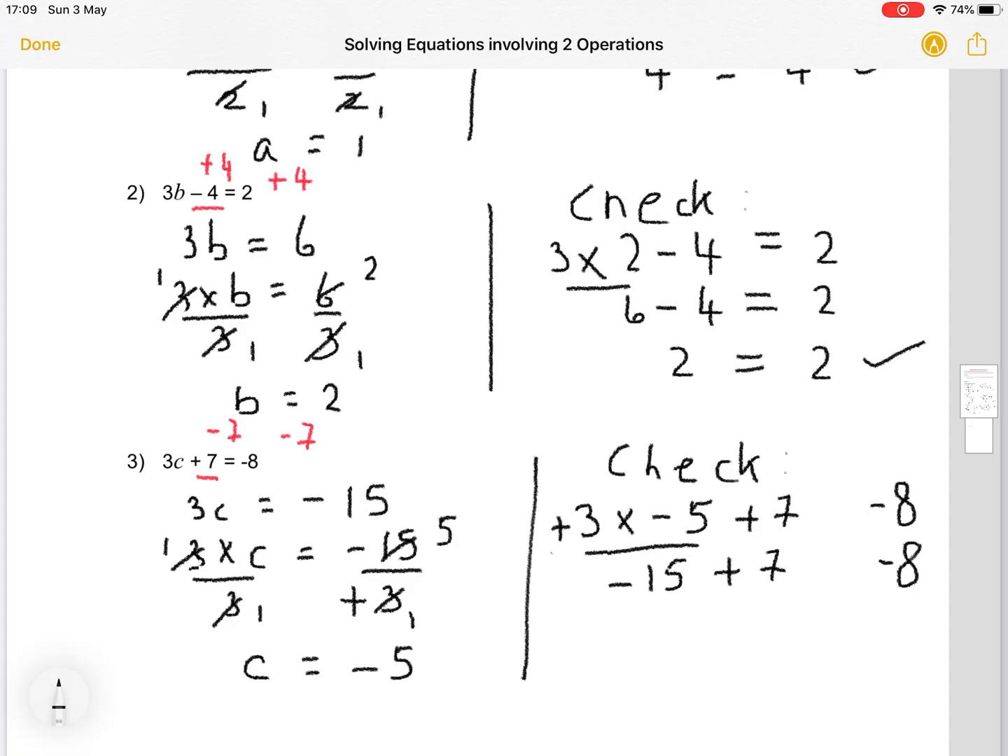Now negative 15 plus 7, I owe 15 euro. I have 7 euro in my pocket. I give back those 7, but still I need to give. I still owe 8 euro, so negative 8. Since the left-hand side of the equation is equal to the right-hand side of the equation, then our answer is correct.